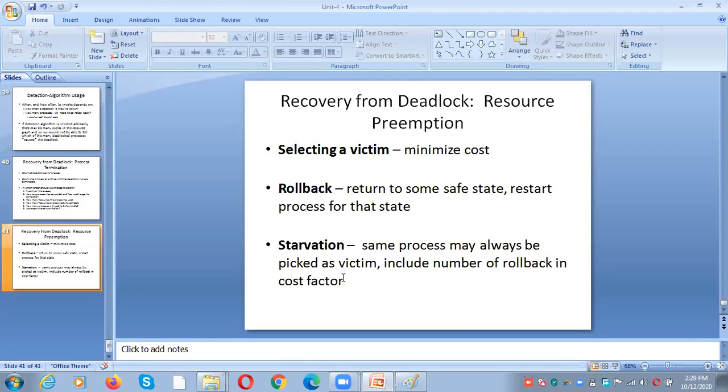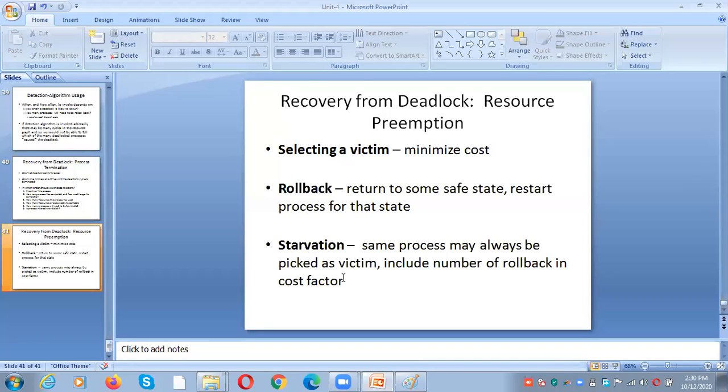And then starvation. Whenever you pick a particular process as a victim, each time you should not pick the same process. For example, I already told you in a system we have high priority processes as well as low priority processes. Every time if you choose a low priority process as the victim, then the low priority process will never get a chance to complete its task. So the low priority process should not always be chosen as a victim. That problem is called starvation. Always the low priority process will be selected as the victim process. That is the starvation problem.